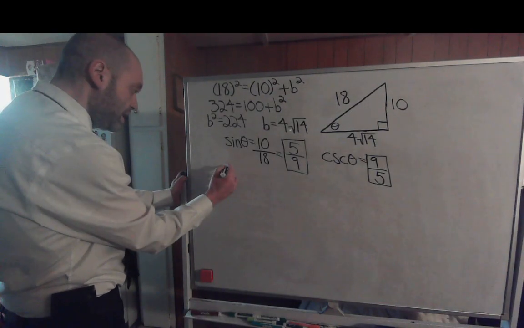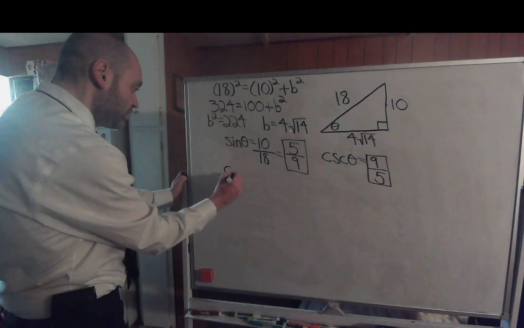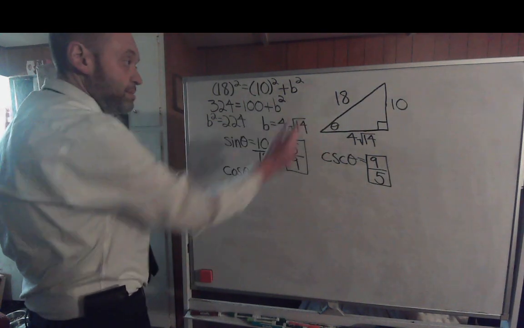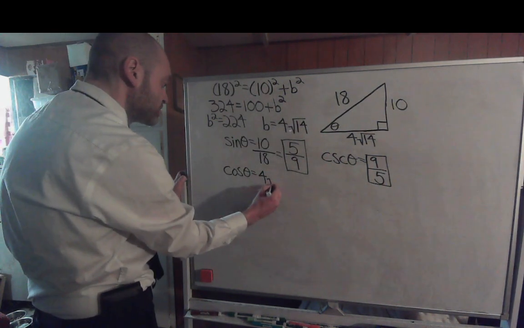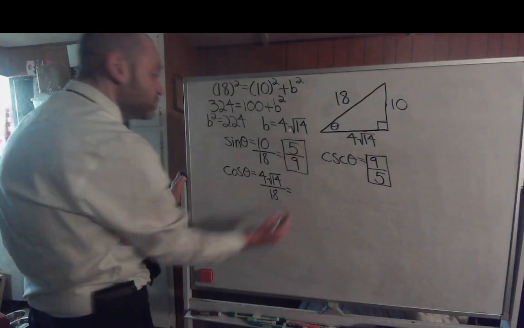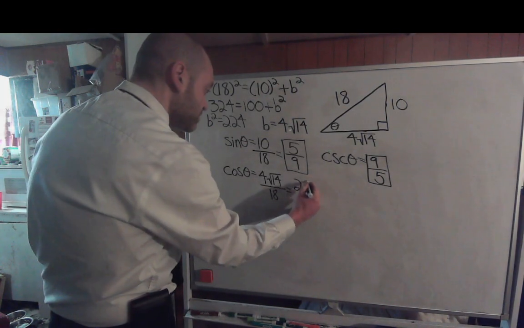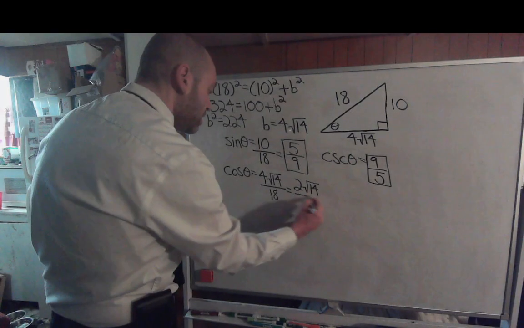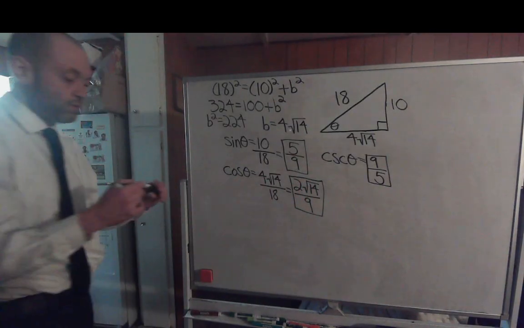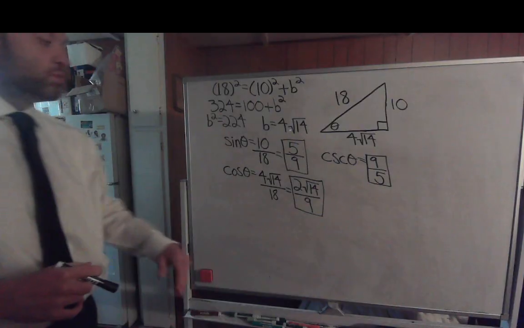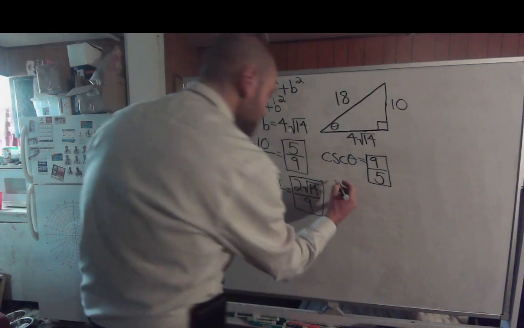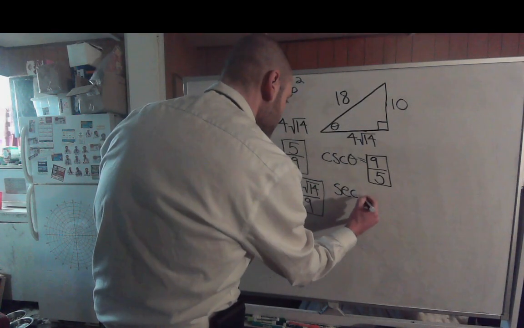Alright, now let's go ahead and do the cosine of theta, which equals your adjacent over the hypotenuse. So that would be 4 times the square root of 14 divided by 18, which should reduce into 2 times the square root of 14 all over 9. So there's your cosine of theta, 2 times the square root of 14 over 9, which means let's deal with the reciprocal of cosine, which is secant. So let's go for the secant of theta.